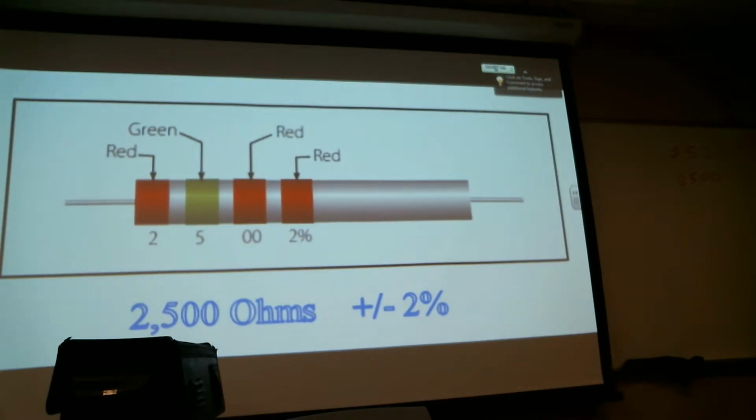Okay, so that's 2,500 ohms. That's the one we saw earlier. The 2, the 5, and the third band is the number of zeros.